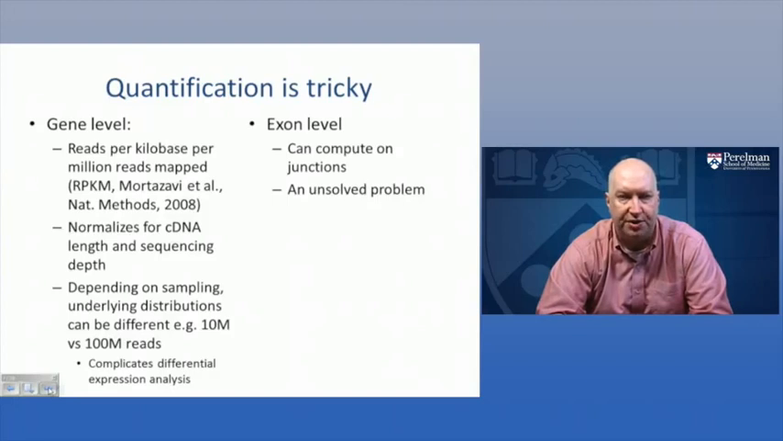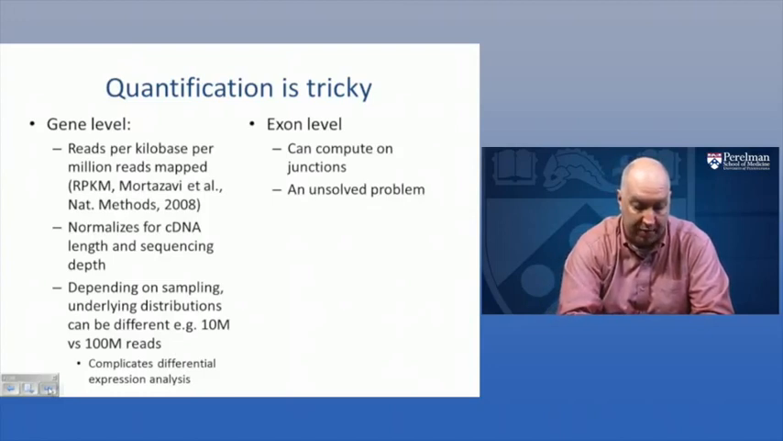So this is an area that's under rapid development, and new methods are being generated every day. You can also do quantification at the exon level. There, typically, you could compute on exon junctions, sort of a variant on the RPKM method. But this is also largely an unsolved problem, and there is no perfect solution. So I think in this particular arena, the quantification arena, there's a lot of room for bioinformatic improvement.